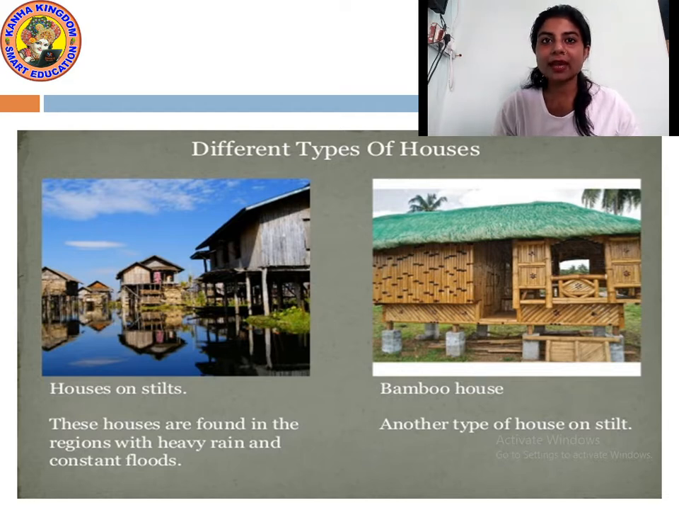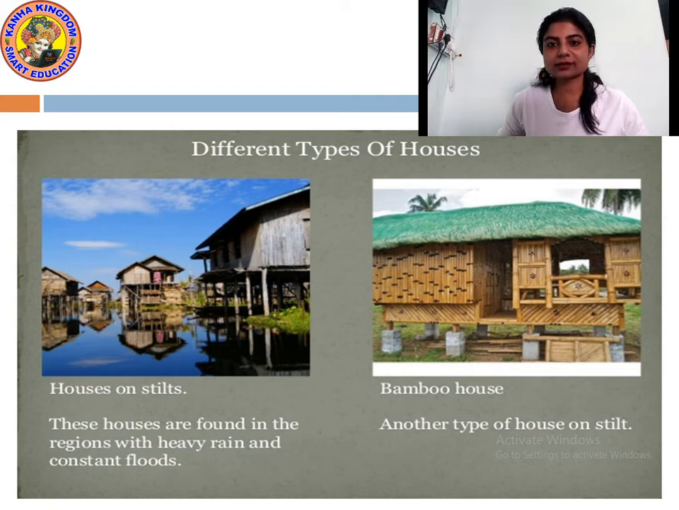Okay, then now the next is the bamboo house. A bamboo house is also a kind of house that is built on stilts. These are built from bamboo. These houses keep the house very cool during summer, and protect the houses from heavy rainfall and floods. Understood? So these are the different kinds of houses that we find. Now let us see some more different houses.